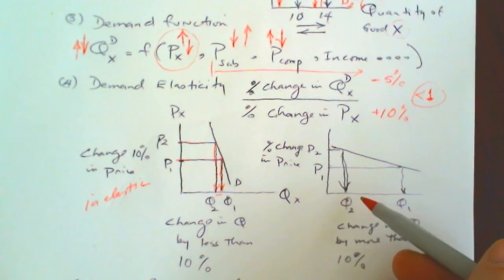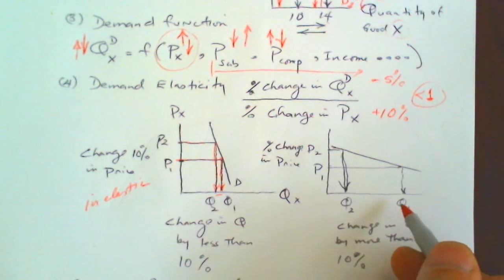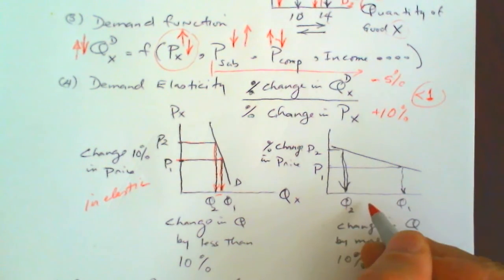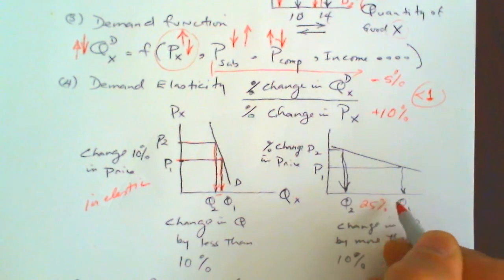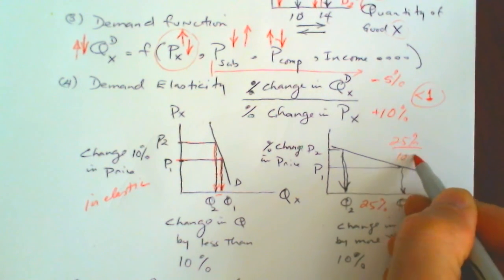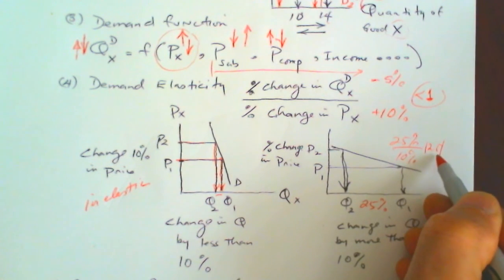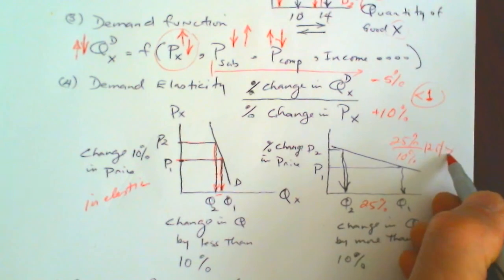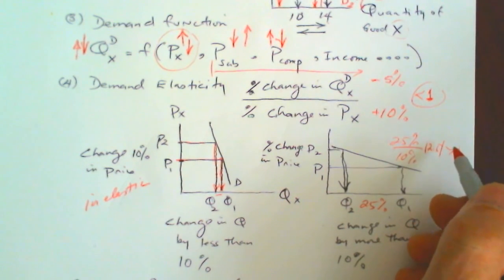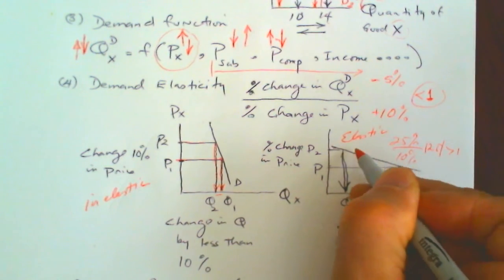Compare with this alternative: we have raised the price again by 10%, but in this case quantity demanded has dropped maybe by 25%. So if we divide 25% by 10%, you get the value 2.5 in absolute terms, and that is clearly more than 1, greater than 1. And so in that sense we call this an elastic demand.